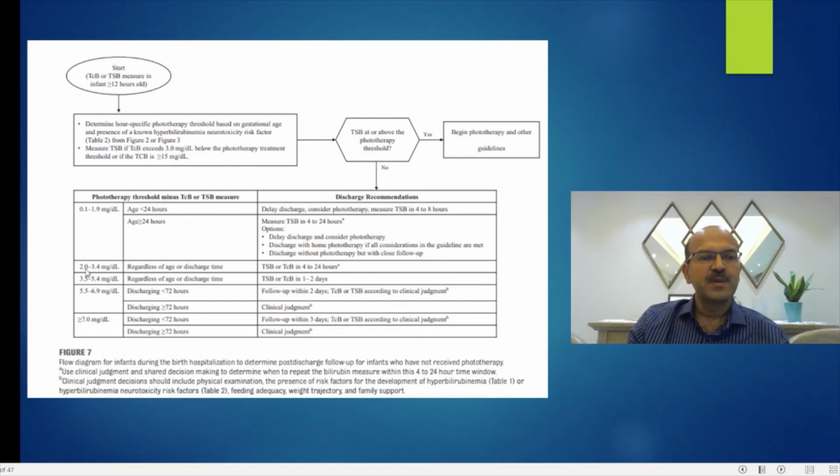If bilirubin is between 2 to 3.4 milligrams below the threshold, regardless of the age or discharge, review them by 24 hours. And 3.5 to 5.5, regardless of the age, you review them in 1 to 2 days. And 5.5 to 7, if they are discharged less than 72 hours, follow up within 2 days. TCB can be used also if it stays below the cutoff that we mentioned earlier. You can continue to monitor the TCB. And discharging at more than or equal to 72 hours, clinical judgment can be used.